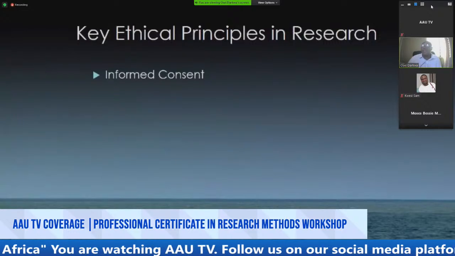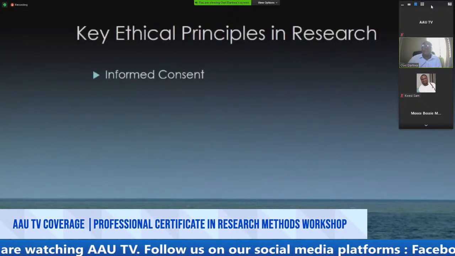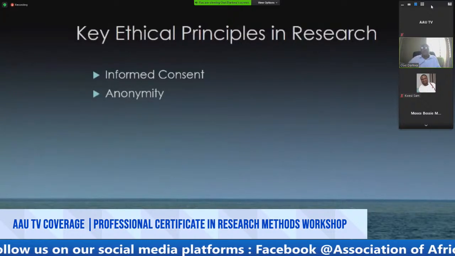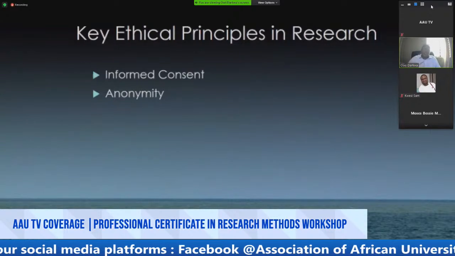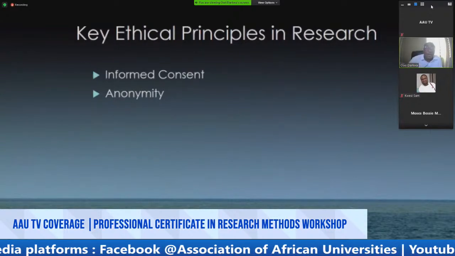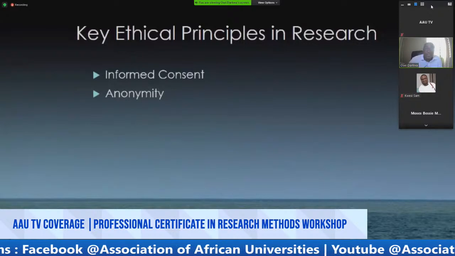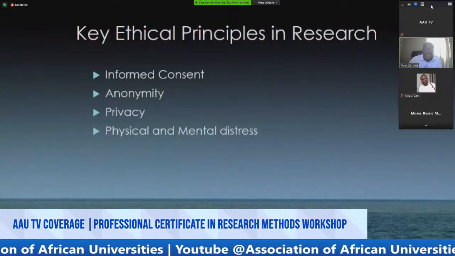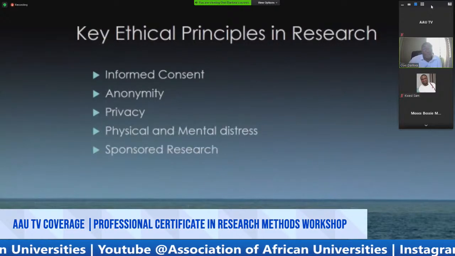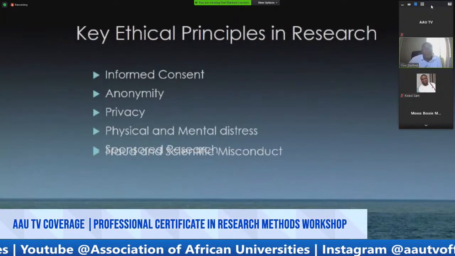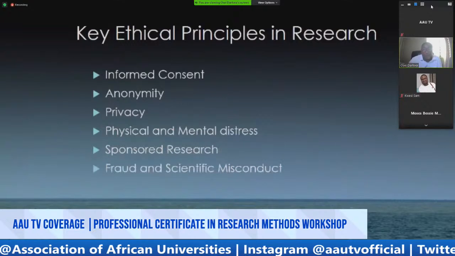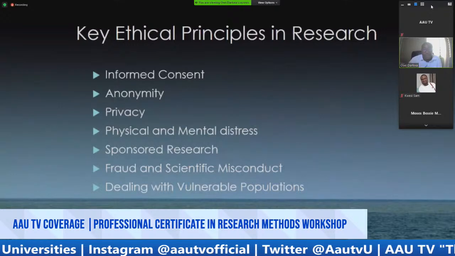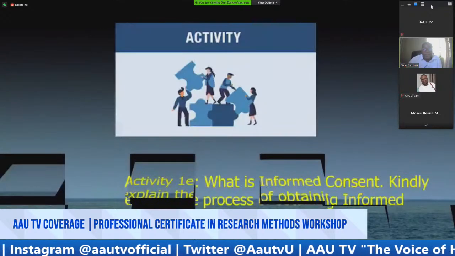Public Health Service. They talk about the same thing. The first one is informed consent. Second one is anonymity, meaning that if you're a researcher, you need to ensure that the rights of subjects are protected through all this. The third is privacy, physical and mental distress, sponsored research, fraud and scientific misconduct, dealing with vulnerable populations. Okay, very key one.